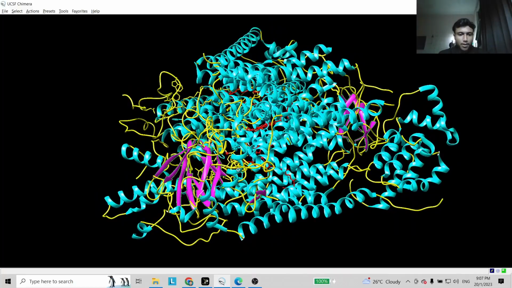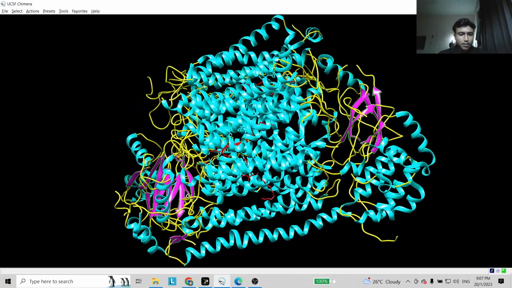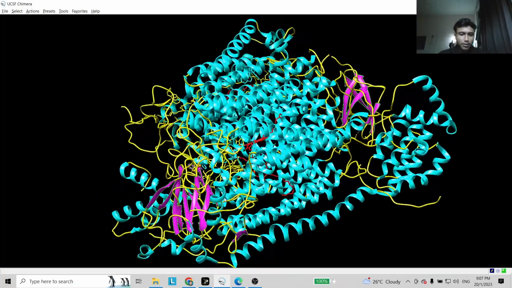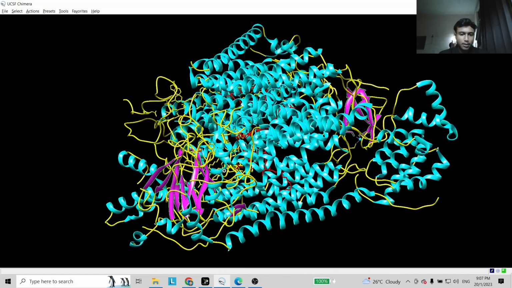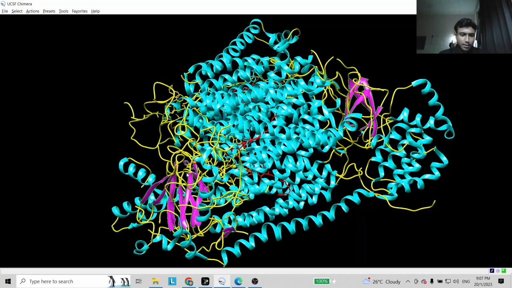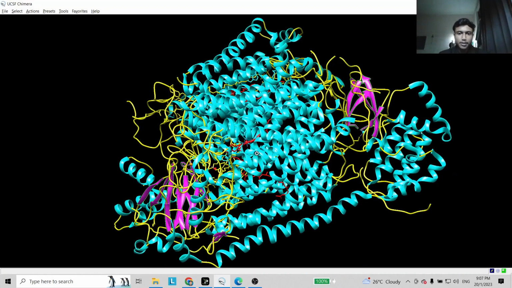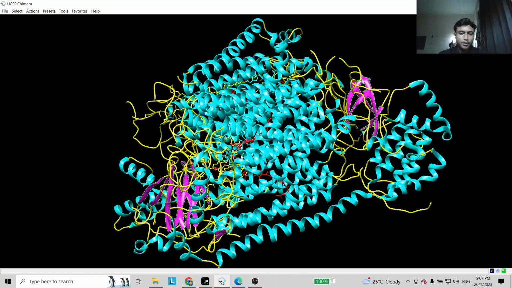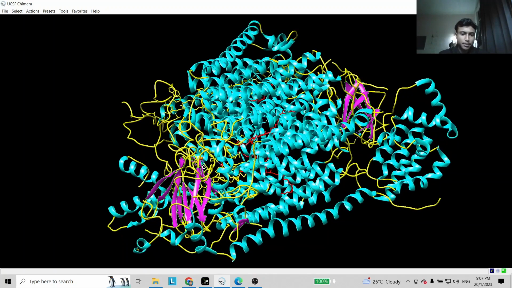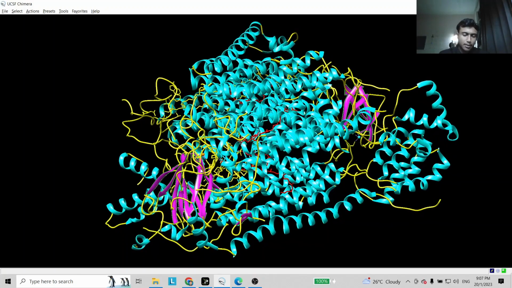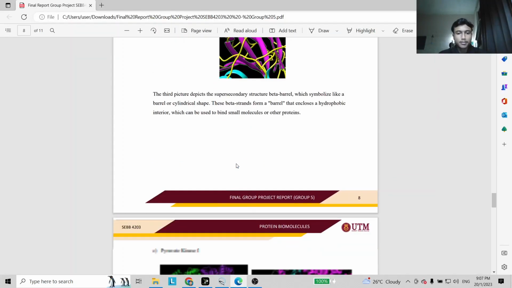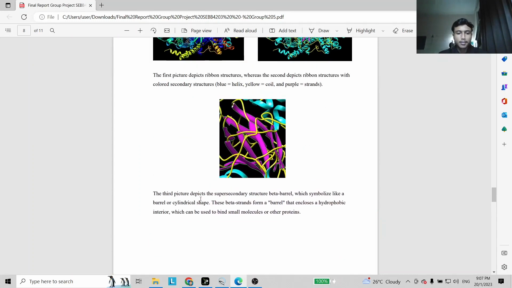If you examine clearly and rotate the object, you can see there's a barrel here, which is the super secondary structure, a beta barrel. So in this peripheral protein cytochrome, there's a beta barrel here. Moving on to the next one, which I already explained, it is a cylindrical shape.